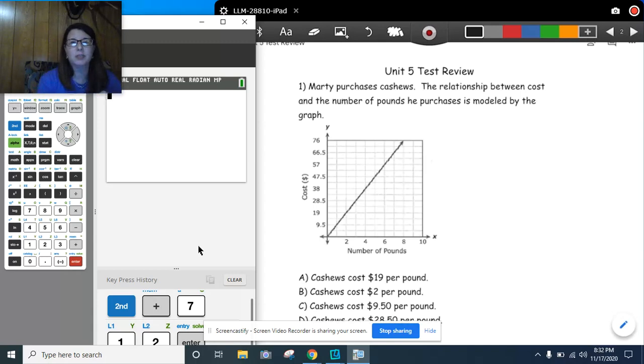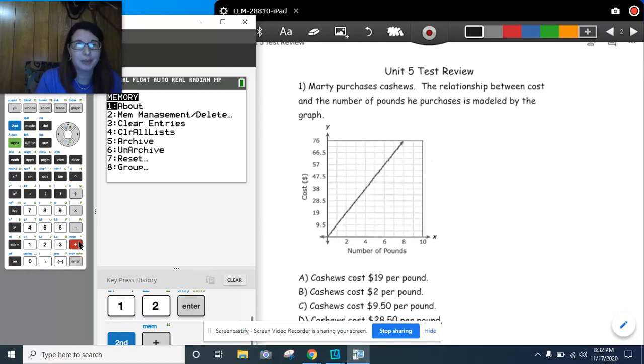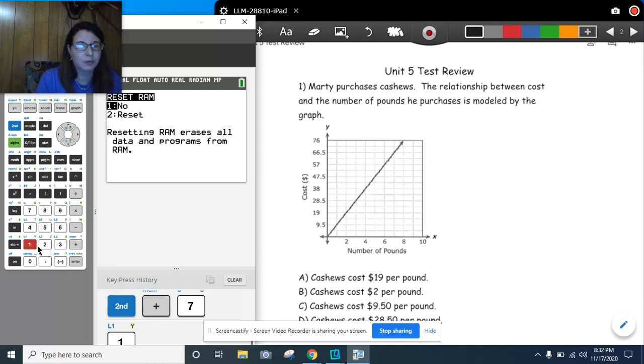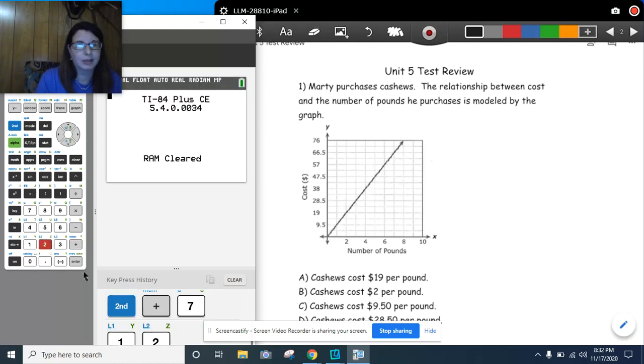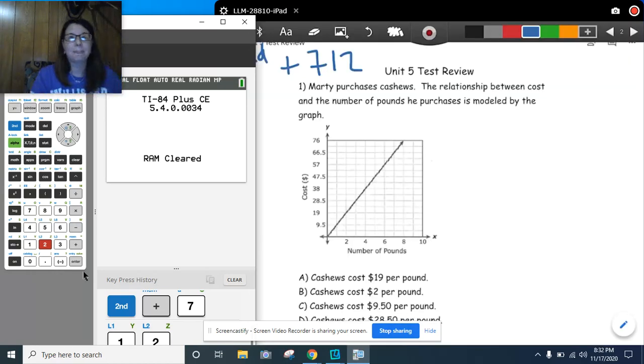Sometimes when someone's been messing with it, or if you've been doing other questions, you could mess up some of your calculator's functions. So to clear the memory, you hit the second button, the plus button, and then 7, 1, 2. And it's all cleared and ready to go. And just in case you want to know that again, it's second plus 7, 1, 2. Okay.